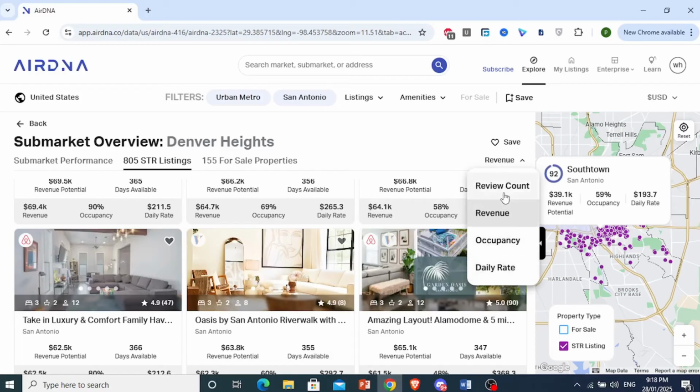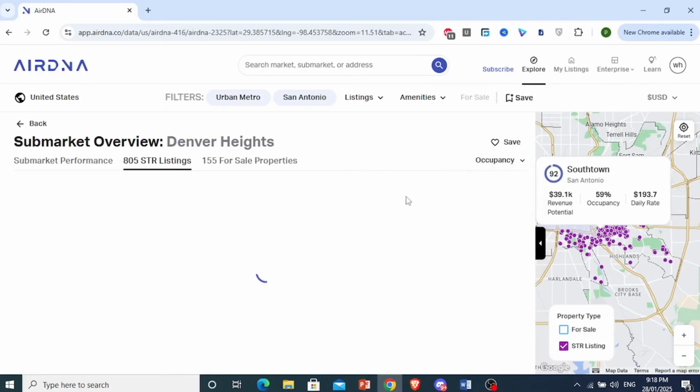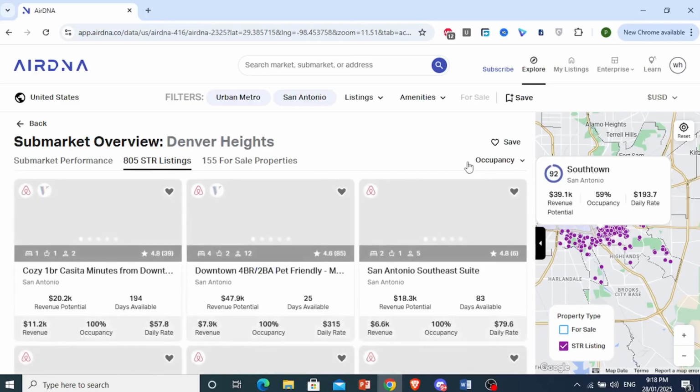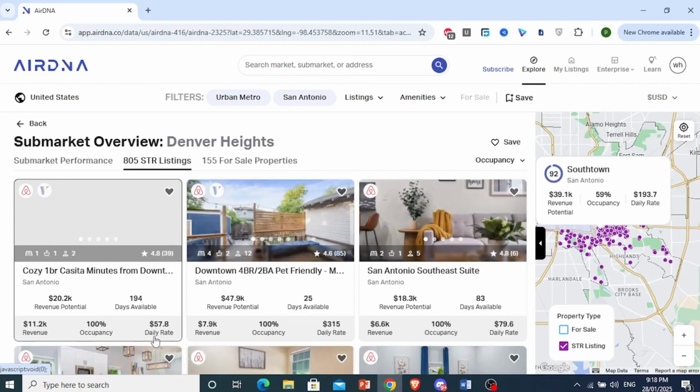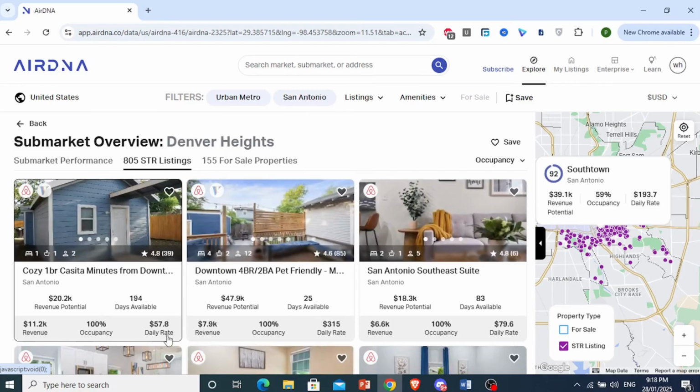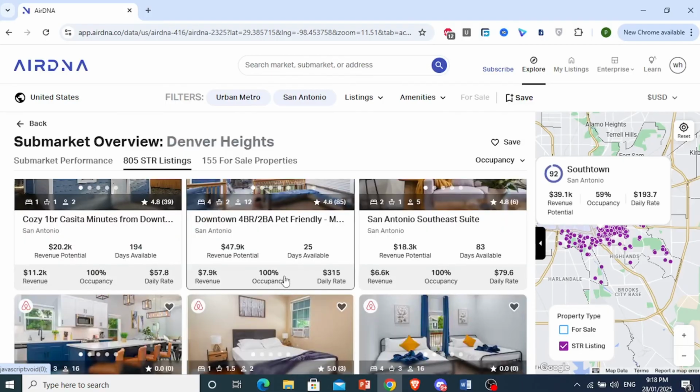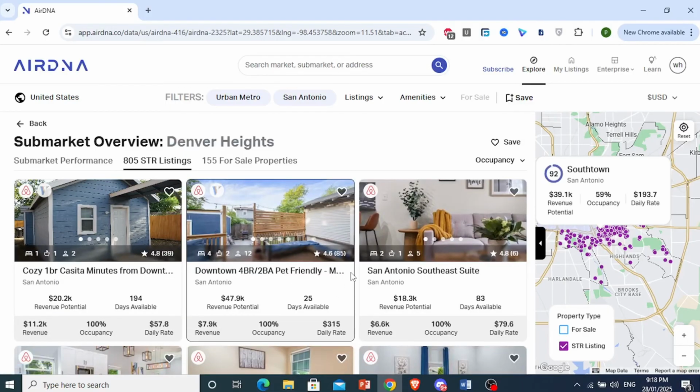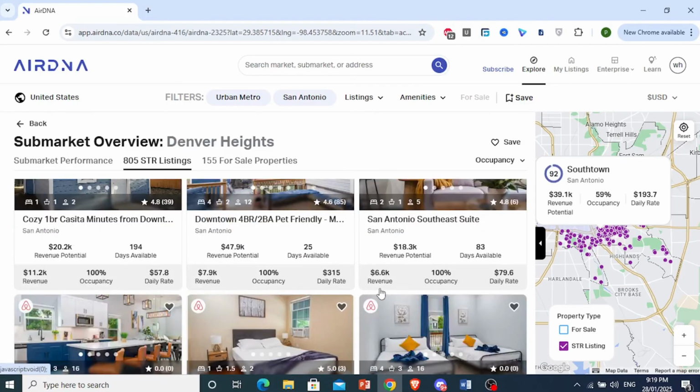Now, of course, this one was done according to revenue. So if I go ahead and change it to either review count or occupancy, and switch to that, as you can see, this one has 100% occupancy. It is quite a cheap daily rate compared to what it's supposed to be. But as you can see, most of the properties are all performing really, really well.